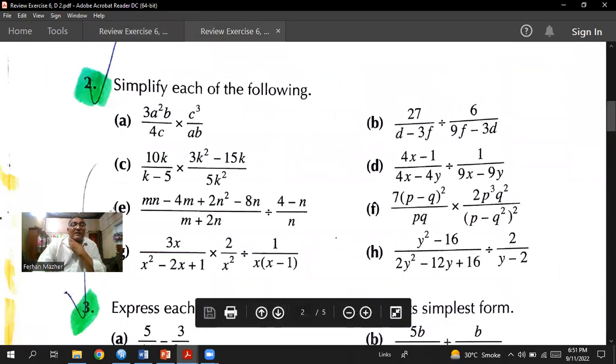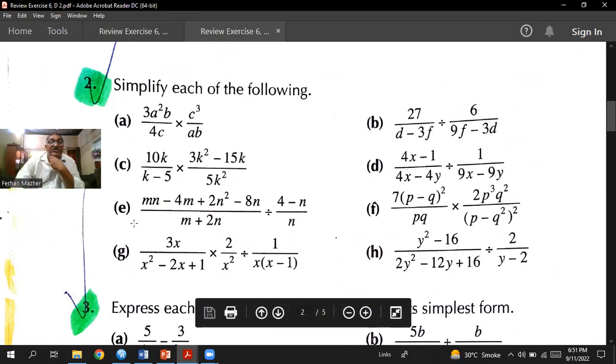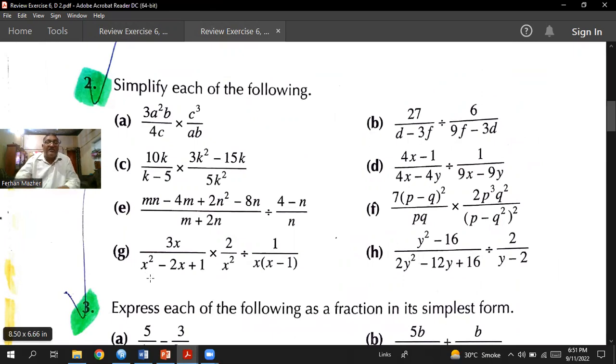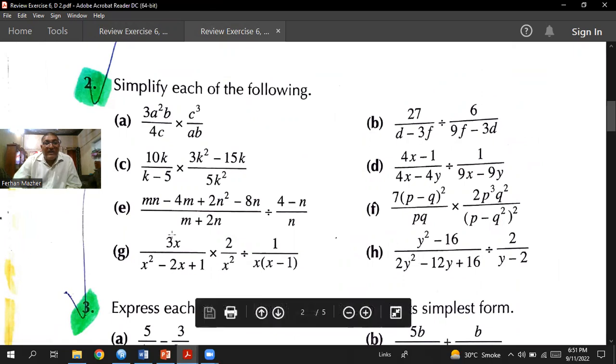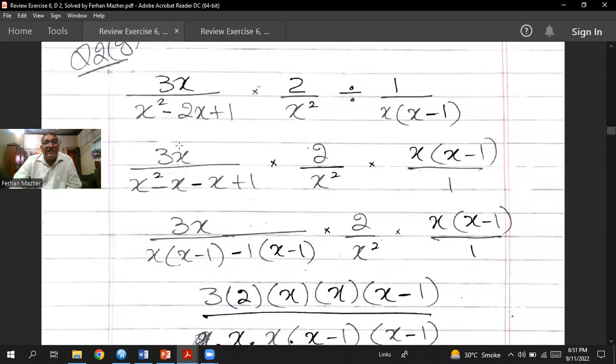So the next question coming up on your screen is the G part. It says 3x divided by x squared minus 2x plus 1, into 2 by x squared, divided by 1 divided by x into x minus 1. So here are three fractions. So let's see how we can do that.